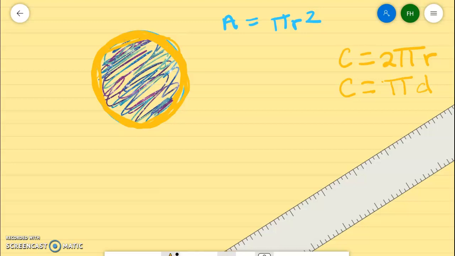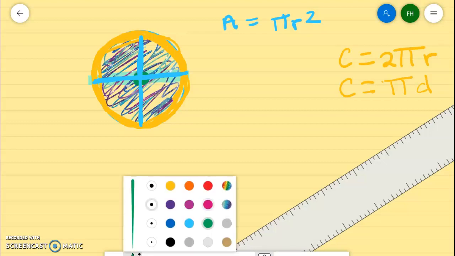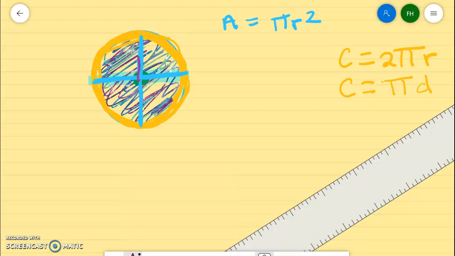So let's talk about that. The diameter is the distance all the way across the circle through the center of the circle. So here's the center, this little green mark. If you were going through the center all the way across, that would be your diameter. And then if you wanted to measure from the center just to one side, that's your radius.